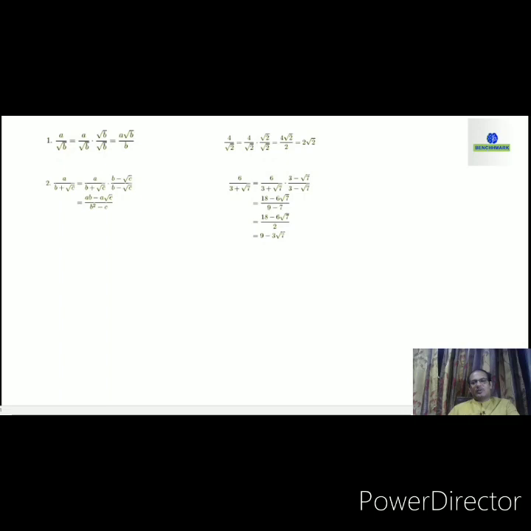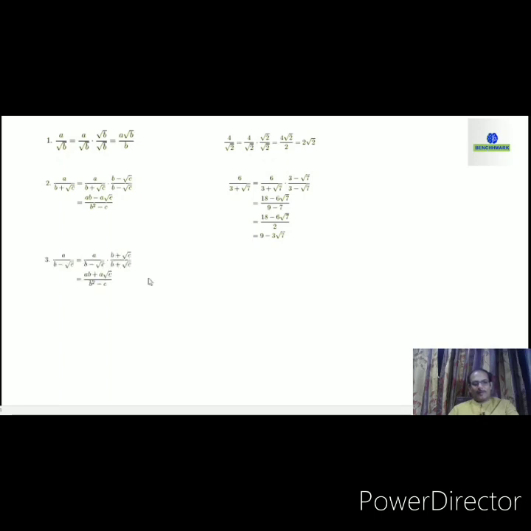Simple example for this. 6 upon 3 plus root 7. So this 3 minus root 7 is the conjugate, so I am multiplying and dividing by the same. So I am getting 6 gets multiplied with 3 and at the same time it is getting multiplied with root 7. So it is 18 minus 6 root 7, 3 square is 9, root 7 square is 7, 9 minus 7 is 2. Now 18 and 6 have a common factor of 2. With that 2 this gets cancelled, so I am left with 9 minus 3 root 7.